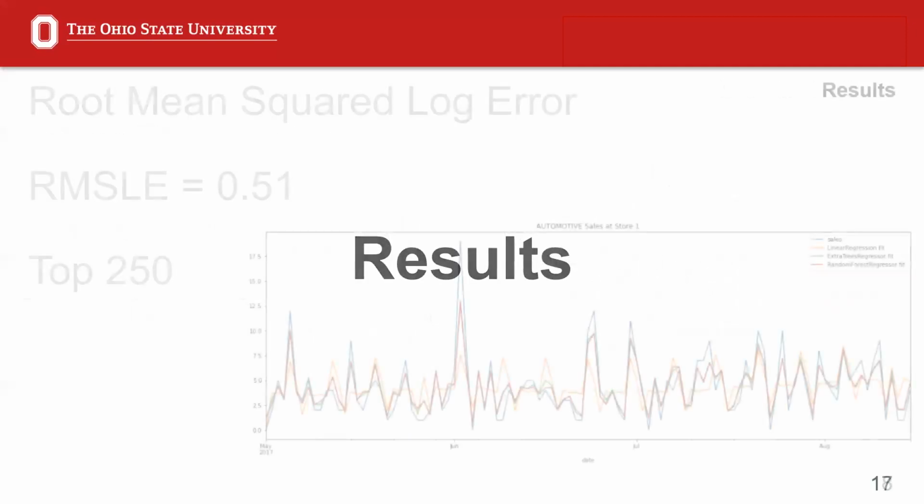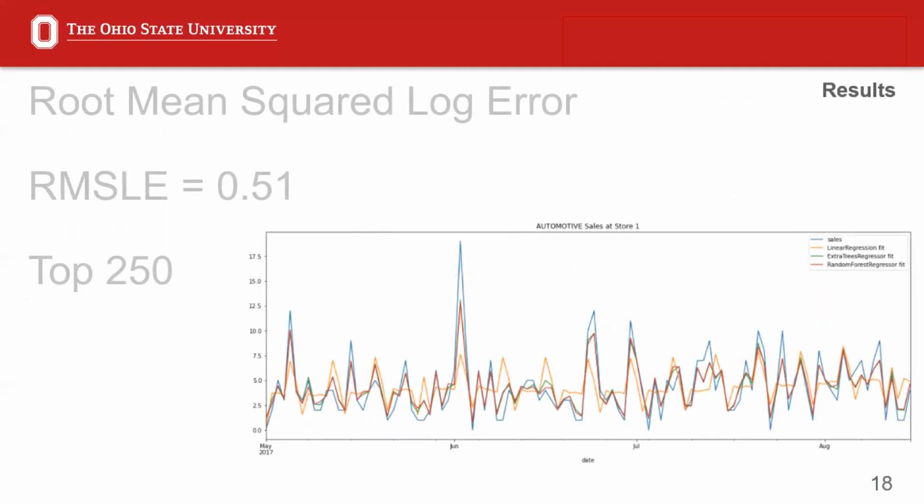Now for the results. I submitted the best performing model, which was the random forest regression. The competition judges performance by root mean squared log error, and I got an RMSLE of 0.51, which was good enough to place in the top 250 of nearly 1,000 submissions.